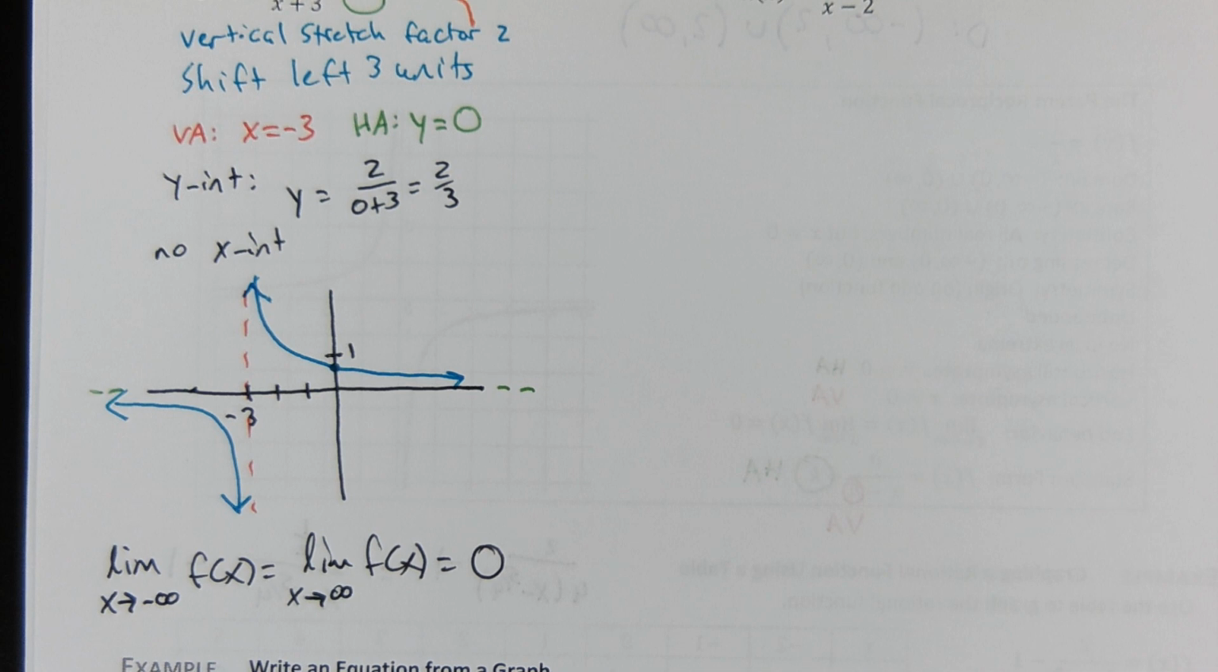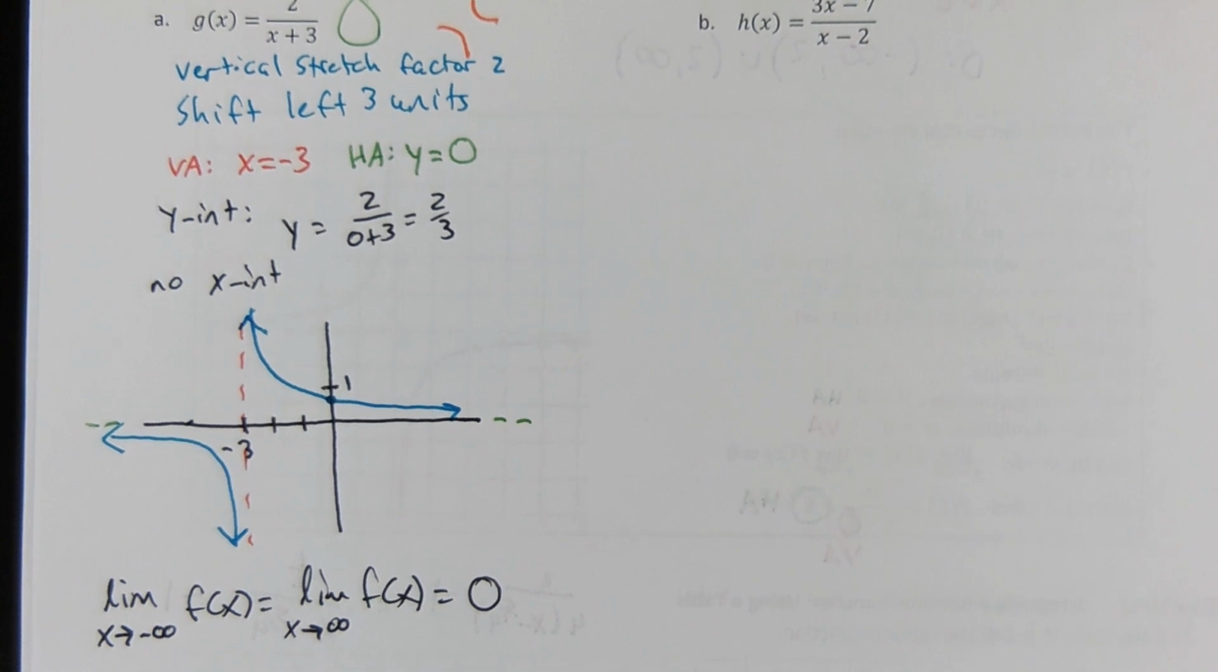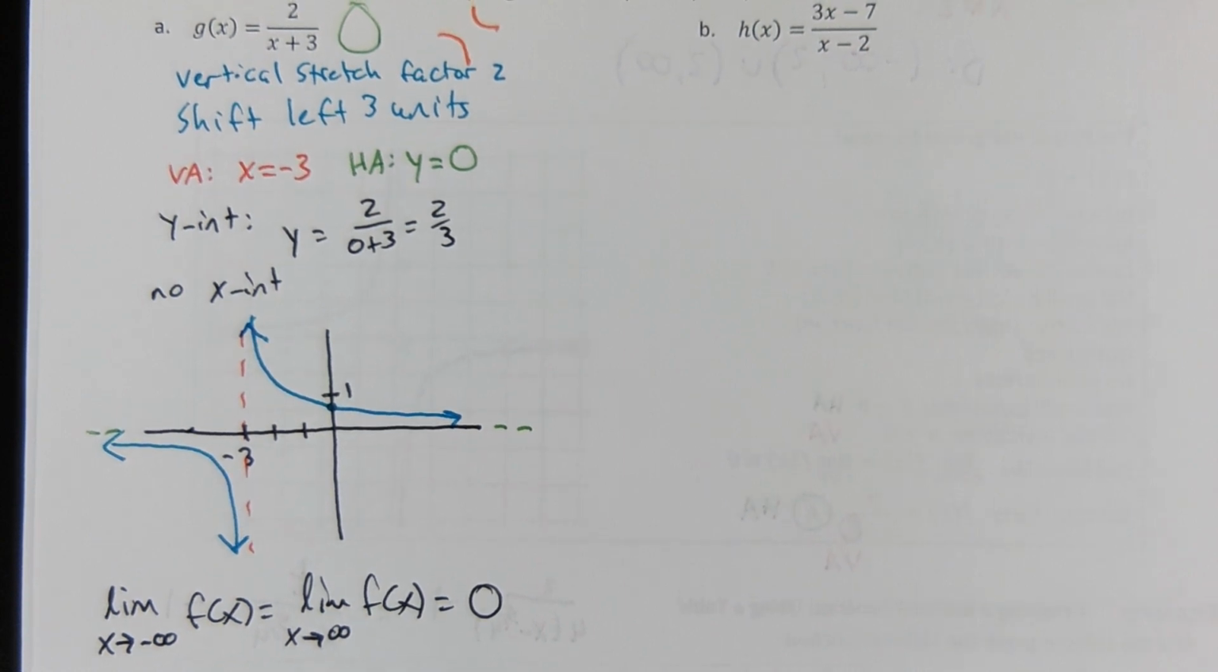Except questions 1 and 2 are actually more like example B, where I didn't give it to you in standard form. You have to find standard form. And the way we find standard form is long division. The stuff we did in chapter 4.